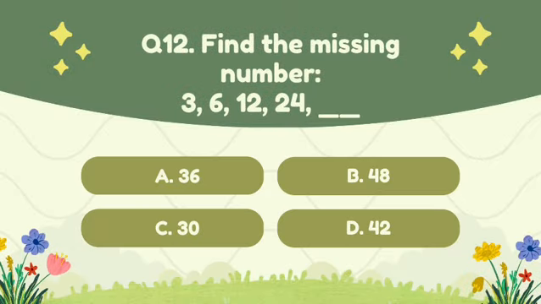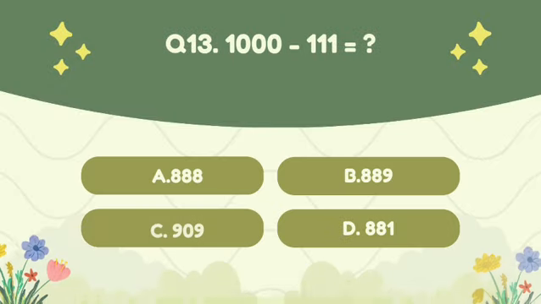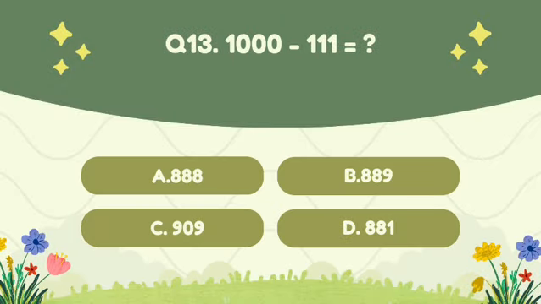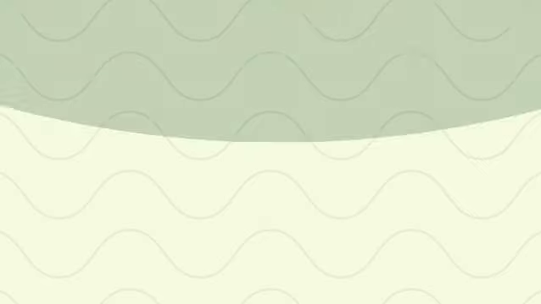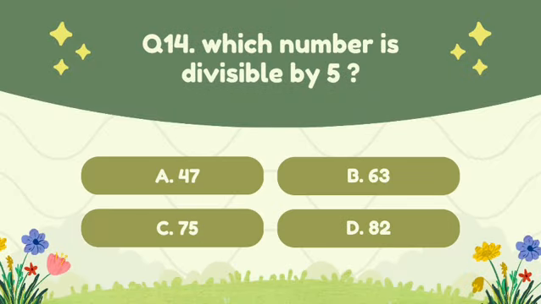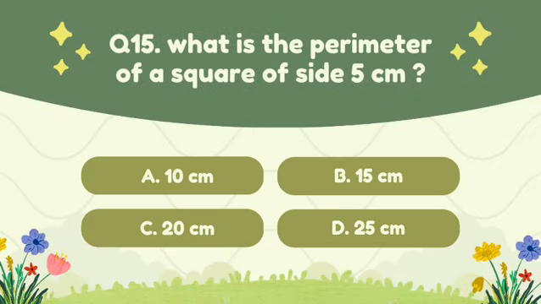Question 12. Find the missing number. 3, 6, 12, 24, ___. Question 13. 1000 minus 111 equals? Question 14. Which number is divisible by 5? Question 15. What is the perimeter of a square of side 5 centimeters?